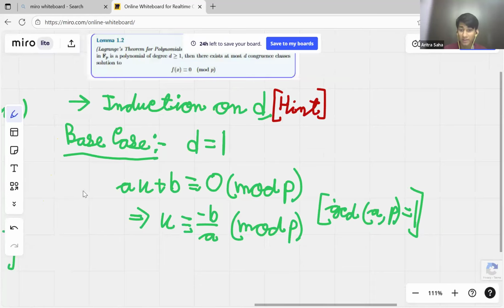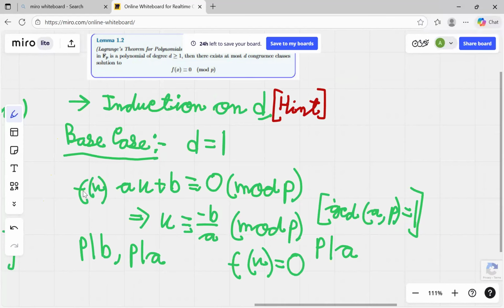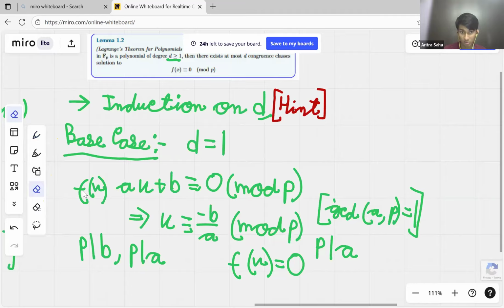Exactly. So p can divide a, and we need p to divide ax plus b. If there is any solution, then p also has to divide b, and we know that p also divides a. So this f(x) in Fp is 0. I mean, a cannot be 0 mod p because then the degree would not be 1. The degree should be greater than or equal to 1. So that's why it can't hold. p can't divide both the things.